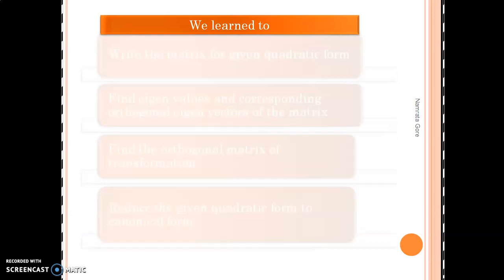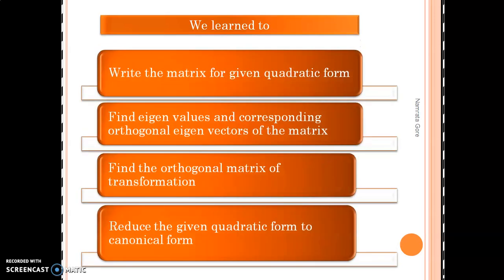In this video, we have learned to write the matrix for a given quadratic form. Finding the eigenvalues and eigenvectors, we have obtained the corresponding orthogonal eigenvectors. With these orthogonal eigenvectors together, we form the orthogonal matrix, which is the matrix of transformation. And thus, with P transpose AP, we get the canonical form for the given quadratic form.